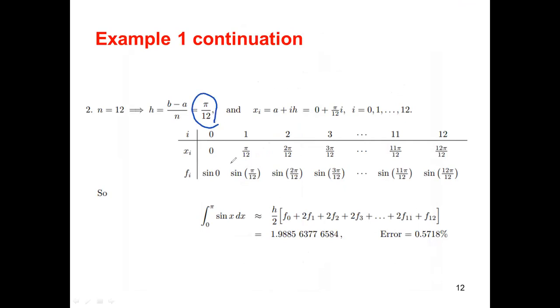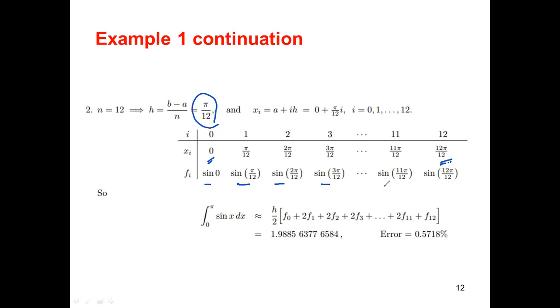Okay, now what will happen? You still start with 0. You still end with pi, but you will increment using pi over 12. So you will have 13 values of x here: 1, 2, 3, 4, 5, 6, 7, 8, 9, 10, 11, 12, 13. This is the 12, this is the 13. And for those 13 values of x, you will also solve 13 functions of x.